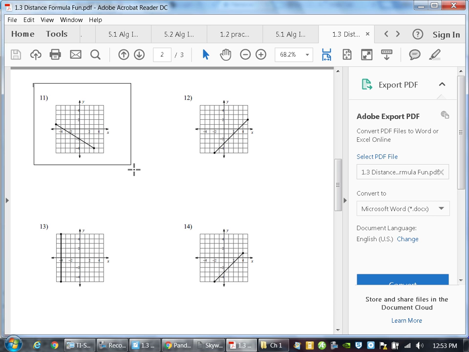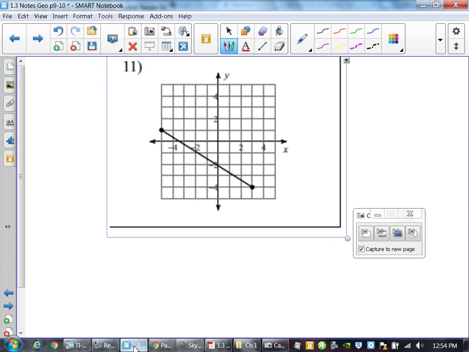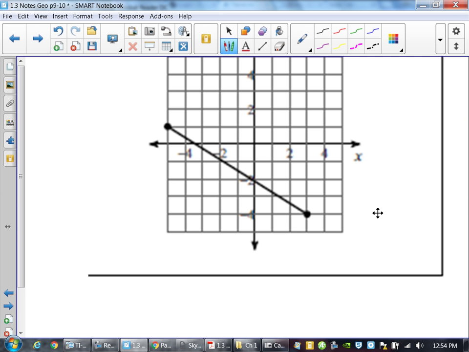Now, all the graphs that we've done, counting-wise, all seem to have a positive slope. Do you think it's going to change if we have a negative slope? No, because you can't walk negative 3 miles. Correct.